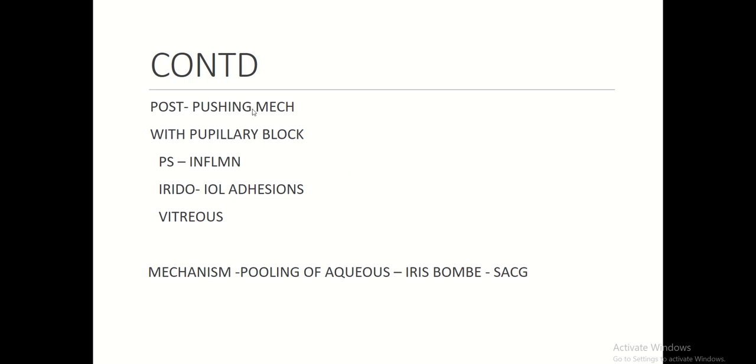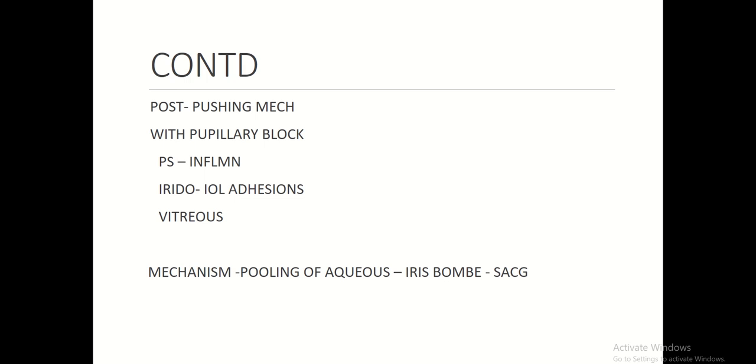What happens when there is a pupillary block? When you have posterior synechiae. Posterior synechiae are nothing but adhesions between the iris and your lens. When you have posterior synechiae and inflammation such as uveitis, your aqueous is not able to flow from the posterior chamber into the anterior chamber. The aqueous is normally formed in the posterior chamber and it enters the anterior chamber by flowing through the pupillary region.